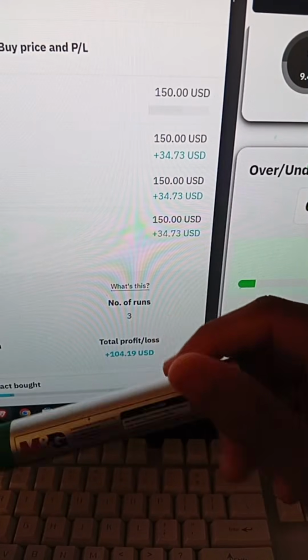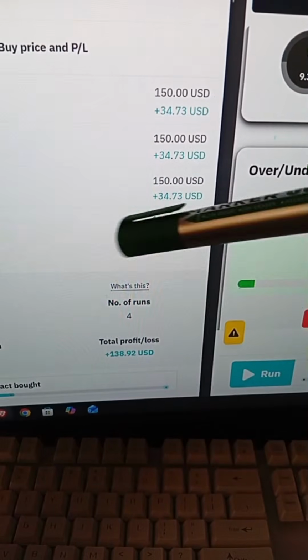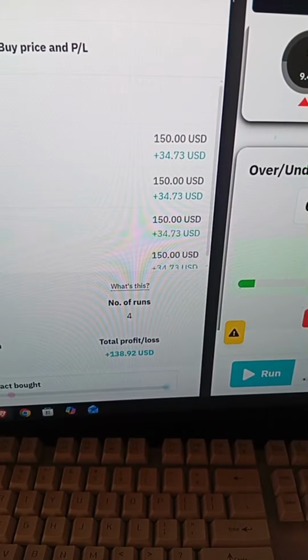We are still going. The market is good, guys. Everything is okay on the market. Please run your bot. Do not stop that bot. Yeah, we are still moving well. The percentage is going strong.